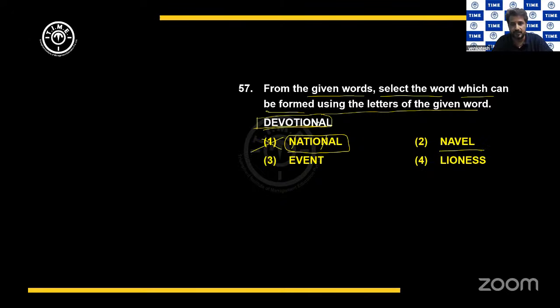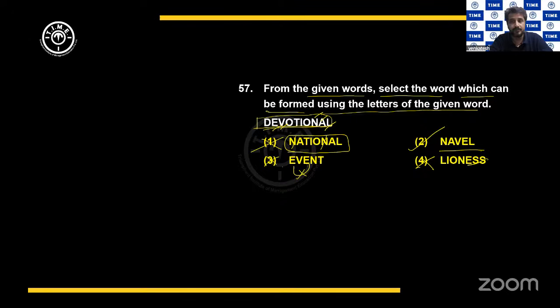NAVEL. Yeah, this can be formed. Second one. No. Event: E is not there two times, so ruled out. Line: S is not there. Ruled out. So the answer to the question is the second option. See, basically here we are discussing all different types of question types. Fine.